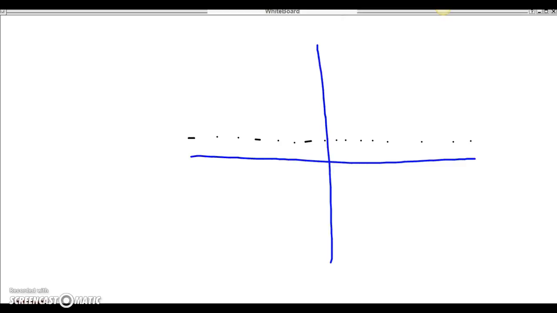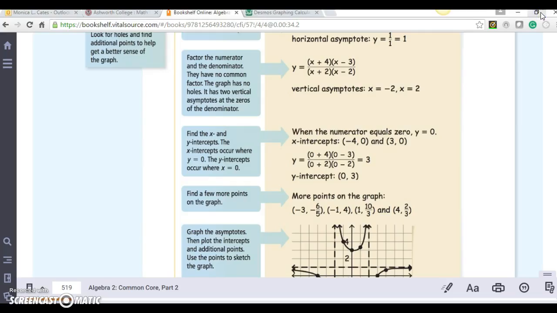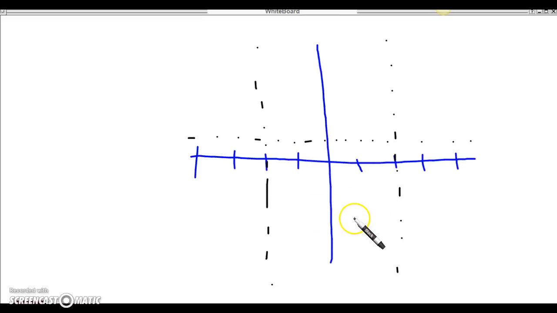So let's say this is 1, 2, 3, 1, 2, 3, 4. So at 2 and -2. Okay. And then let's do our x-intercepts. We set these equal to 0, and they're going to be at -4 and 3. So -4 and 3.